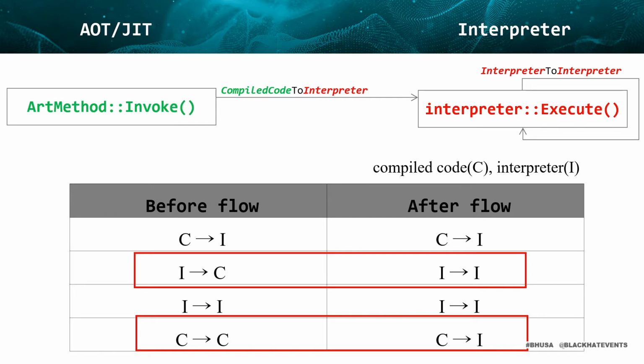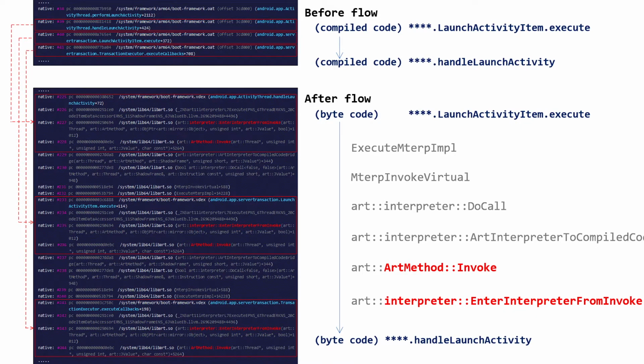For this purpose, I customized ART to display all information by adding a trace feature to two functions, the ART method invoke and interpreter execute functions. This figure is a table comparing the stack trace before and after the call flow change in ART with the technique introduced in this talk. This figure is divided into two results.